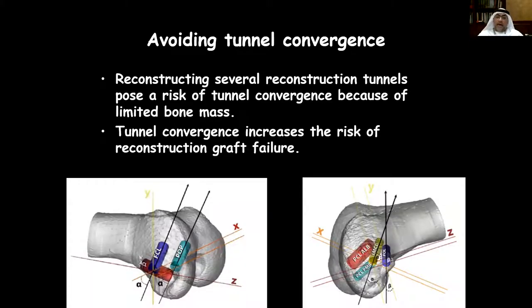Now we go to the surgical part. What do we do? We have to think and plan where we put our tunnels on the bone, because the bone has a limited stock and we need to be hypervigilant and plan our tunnels. If we don't think about them, then we might have tunnel convergence where they open into each other and cause risk of graft failure and instability.